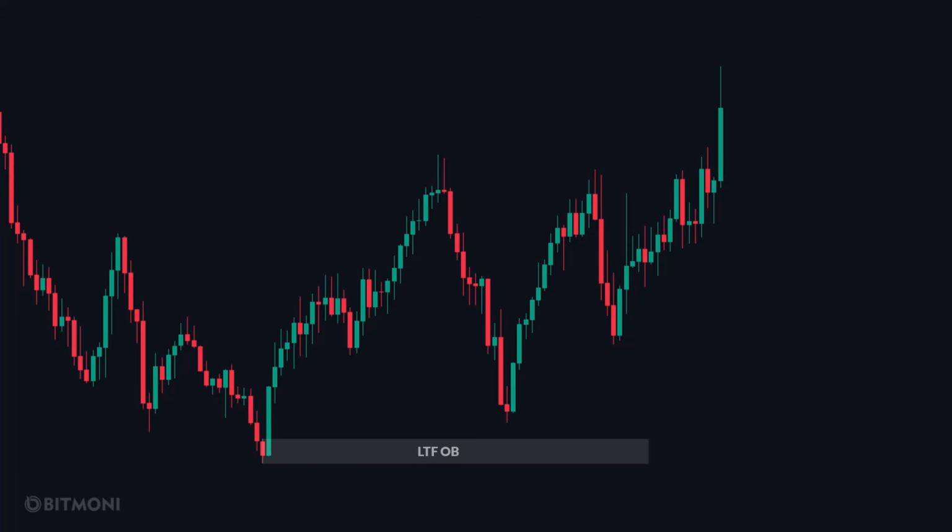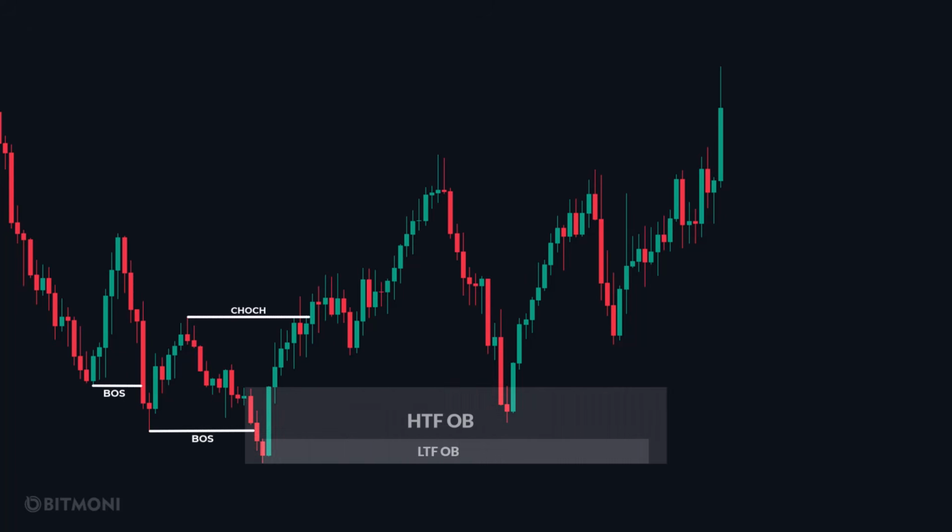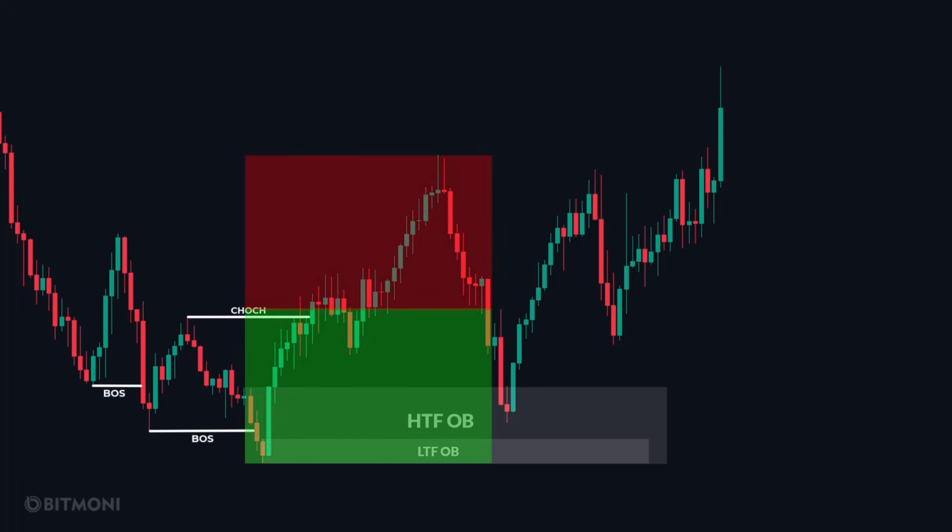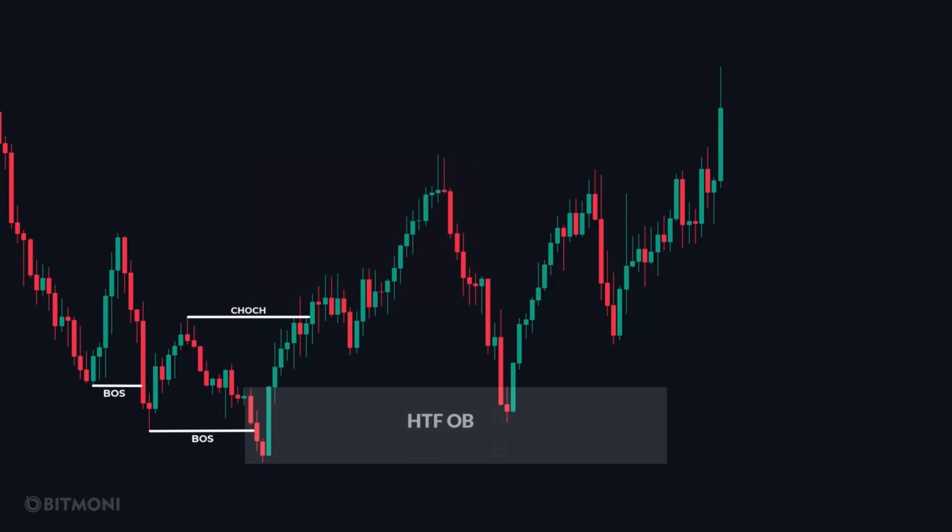Looking more closely at this example, we can see that the market was initially in a downtrend before reversing and pushing higher. And after taking out the previous high, it resulted in a change of character, signaling the start of a potential bullish trend. At this point, the goal is to find an entry for a long position. To do so, we first identify the discount zone, which contains both higher and lower timeframe order blocks.